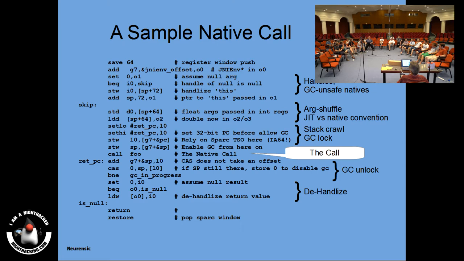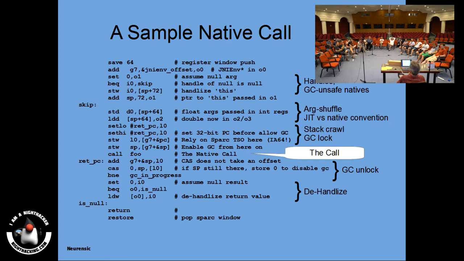Okay, so critical native came in after I was there. I don't know what they do for the call. It sounds like the intent was to do exactly what I'm talking about here, which is skip all this stuff and just make a bare call. And again, the rules are if you cheat on pointers, you lose. If you block, you lose because no one else can do a GC cycle.